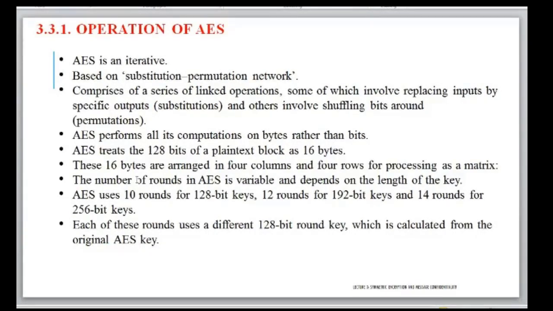AES treats the 128 bits of plain text as a block of 16 bytes. That means 128 bits is the size of your block. If you divide it into bytes, automatically it is 16 bytes of data. These 16 bytes are arranged in 4 rows and 4 columns. We are going to see that in the algorithm.